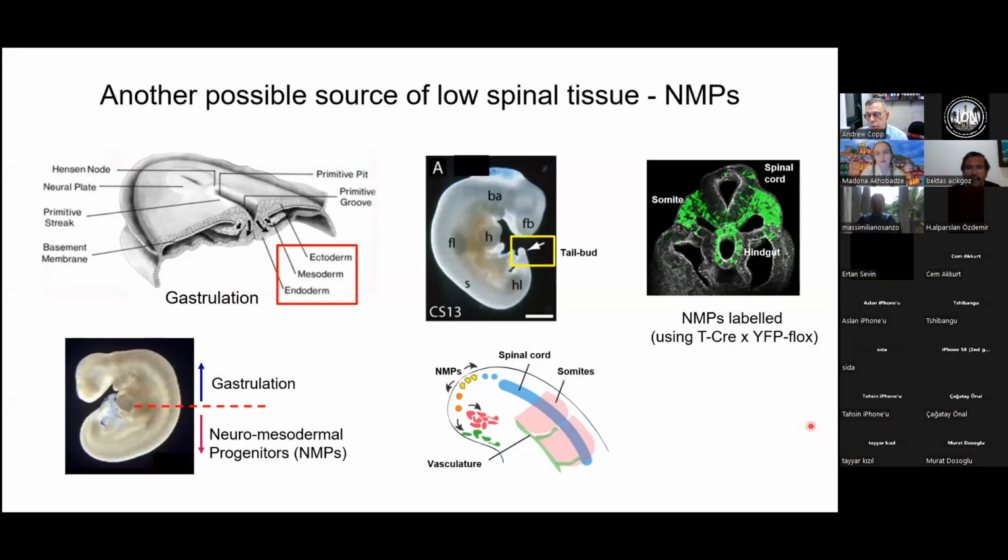So we have the tools to look at the origin of tissues that come from the stem cell population in the tail bud. What we don't have is a mouse model of spinal lipoma, and that's really holding us back in terms of being able to fully understand where the spinal lipoma originates.